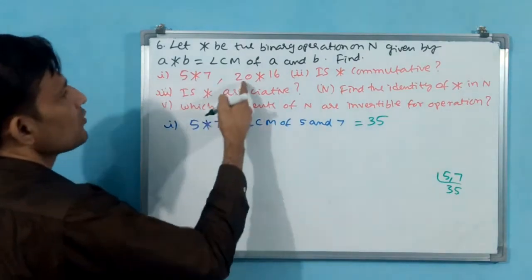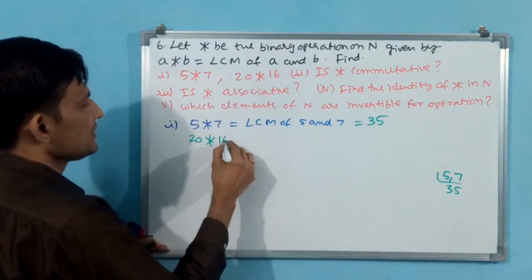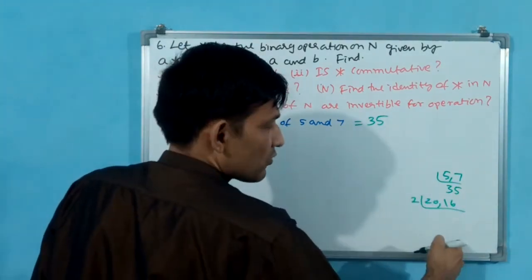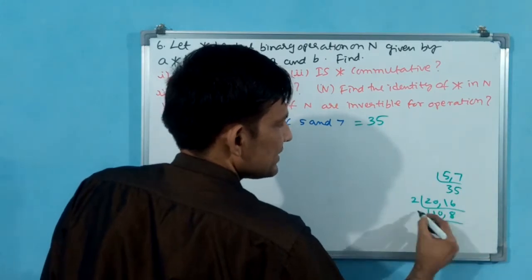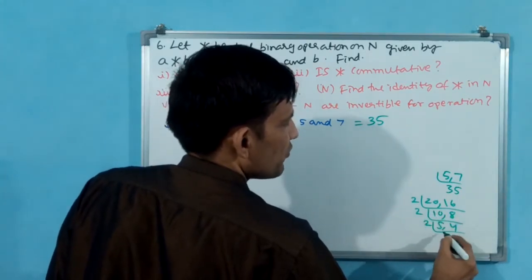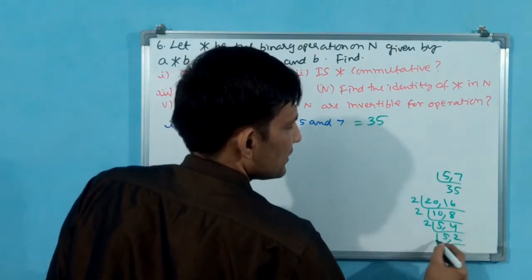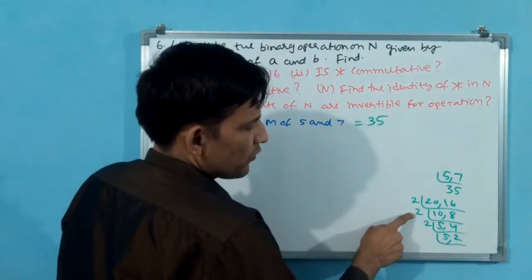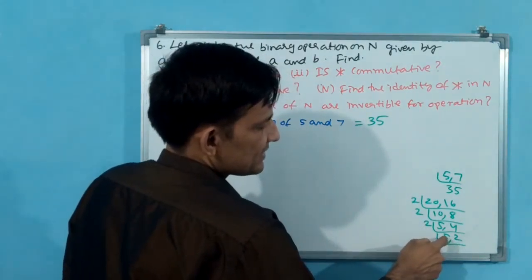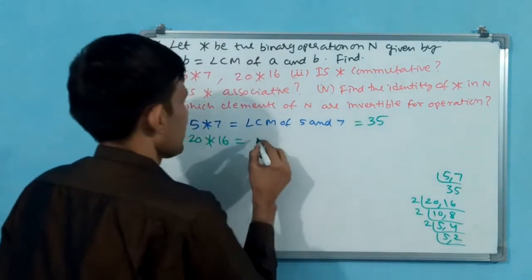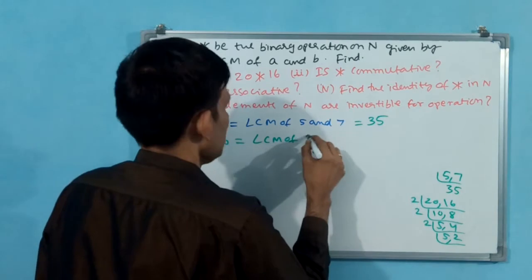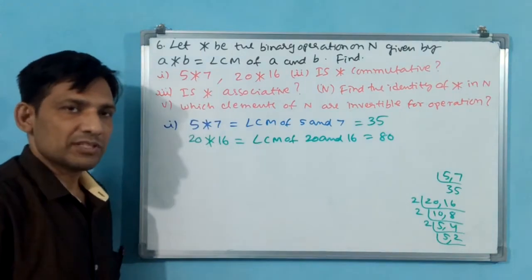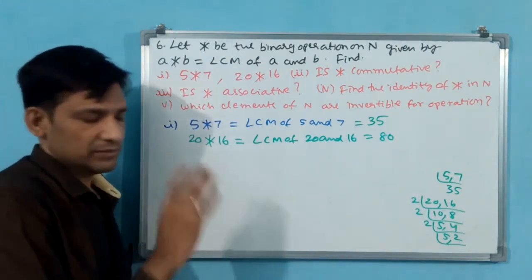Now 20 star 16. With 20 and 16, you have to do prime factors only. 2 tens, 2 fives, 2 fours, 2 twos. Then 5 and 2 both are prime numbers, you stop. Now you see 2 into 2, 4, 8, 40, 80. LCM of 20 and 16 is equal to 80. You understand the question? You only have to take the LCM, that's all.